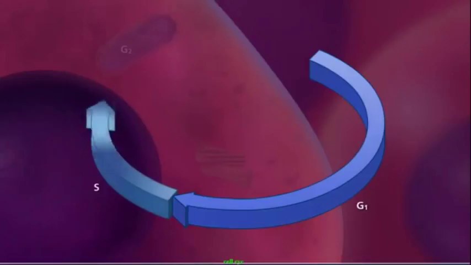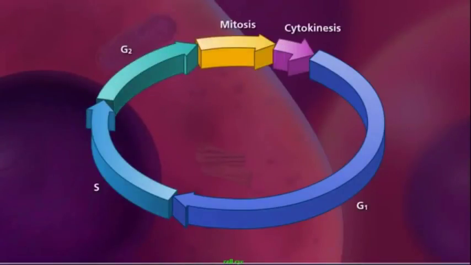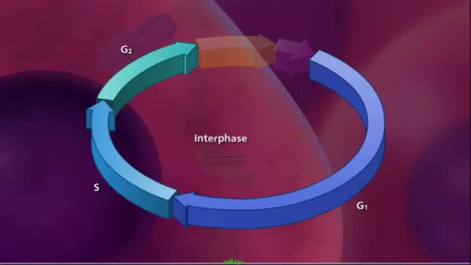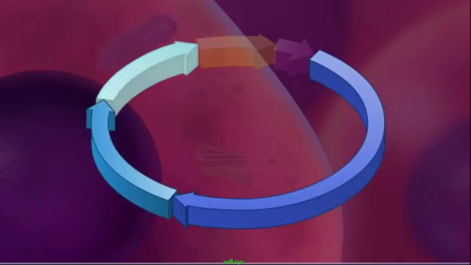The replication of DNA and the formation of sister chromatids is one part of the entire cell cycle. To prepare for cell division, the cell goes through interphase, which can be divided into three distinct phases.